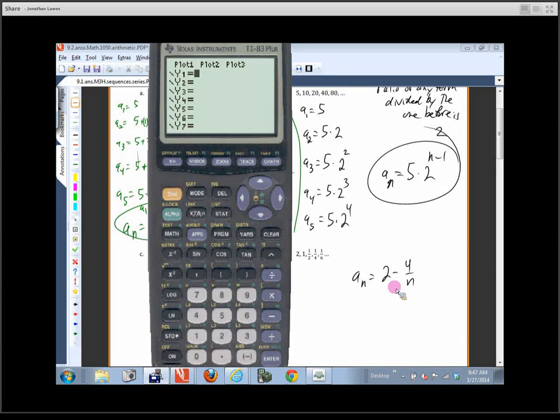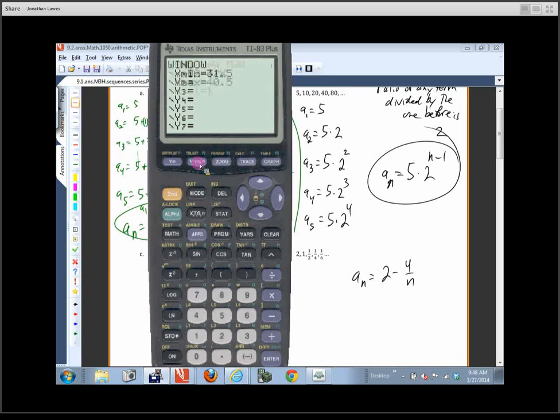Only the problem is the calculator won't graph things with n's in it. It will graph on an xy plane. So we want to put it in terms of x's. So I'm going to put 2 minus 4 divided by x. Any questions?